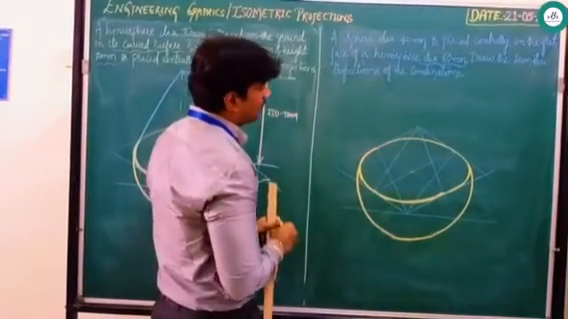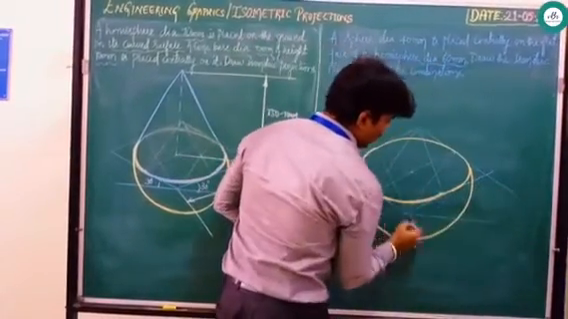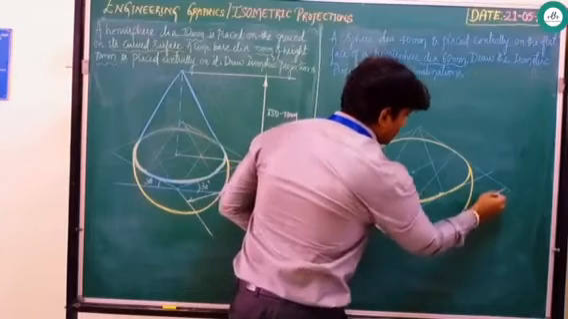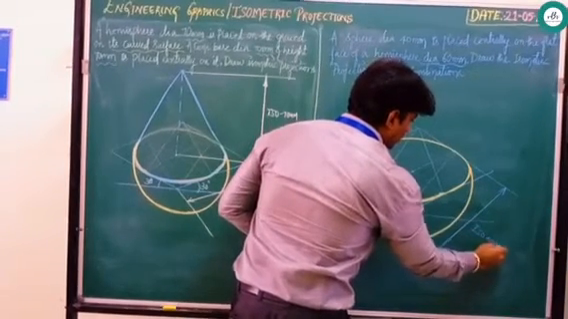After drawing this, what have we done? We have drawn a hemisphere of diameter 60. So you can show the dimension. This is ISO 60 mm.